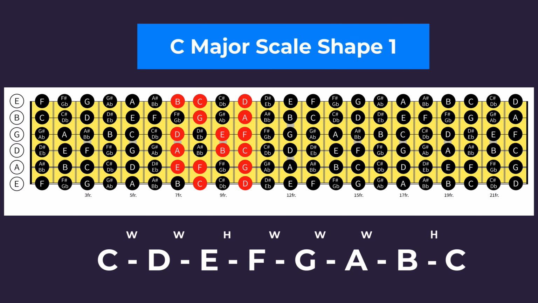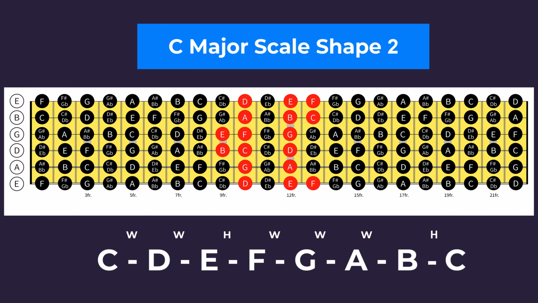Shape number 1 starts from the root note. In this case, we are in the key of C, so we begin from C, which is located on the 8th fret. This shape covers us up to another octave and even one note beyond it, the D note. This shape is widely used and serves as a great foundation for navigating the major scale across the fretboard.